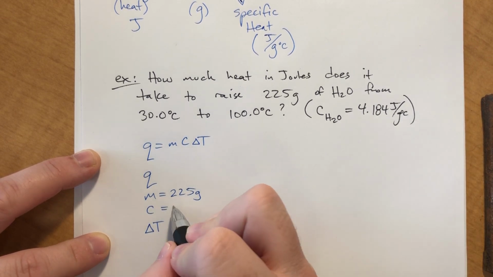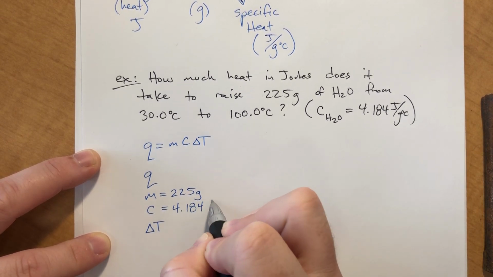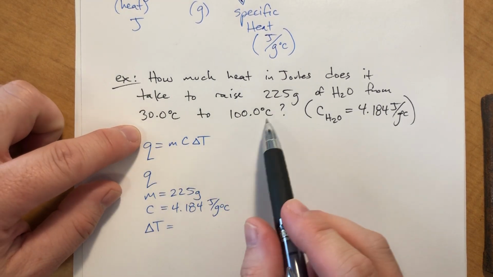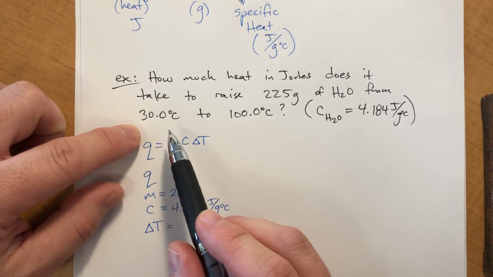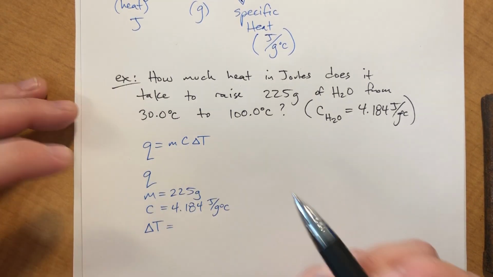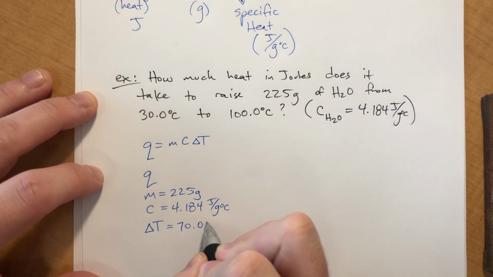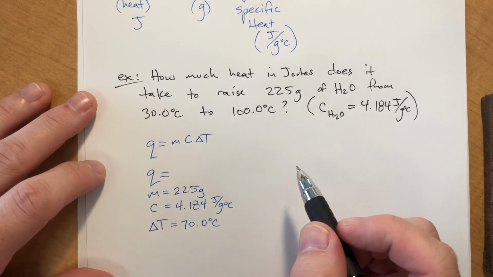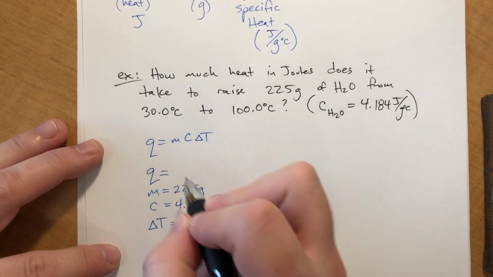C is 4.184 joules per gram degree Celsius. And delta T is the change in temperature. So you take the bigger one minus the smaller, basically just make it positive. It went from 100 degrees to 30 degrees, so the difference is 70 degrees Celsius. And Q is how much heat it's going to take. We're heating up water, so this is what we're solving for.